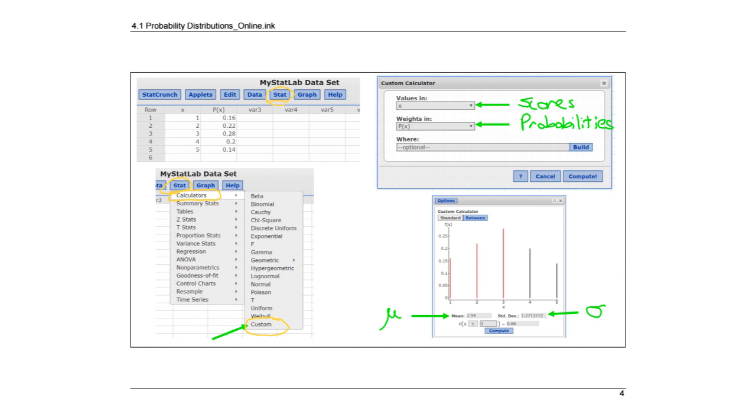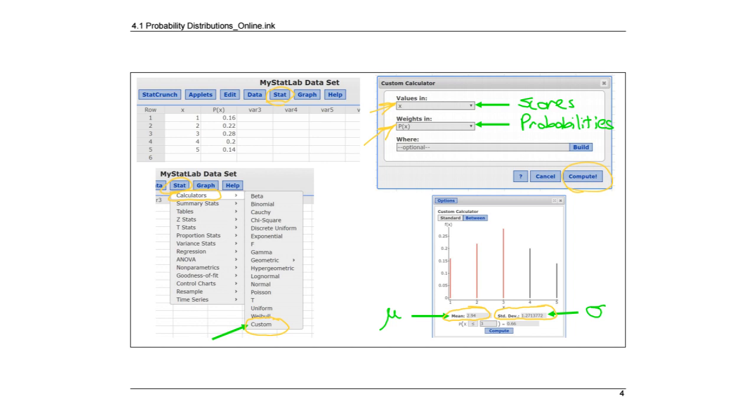Okay, you're going to put the scores in for the value. So X goes in for the value. This is a drop-down window. You're going to put the probabilities in for the weights, and then you're going to hit Compute. Once you do that, the software is going to do the work for you. So down here, you've got your mean in that box. Once you hit compute, you've got your standard deviation here of 1.27, and you are good to go.